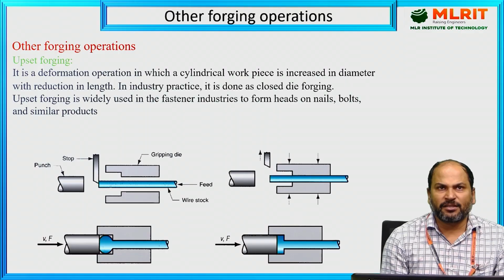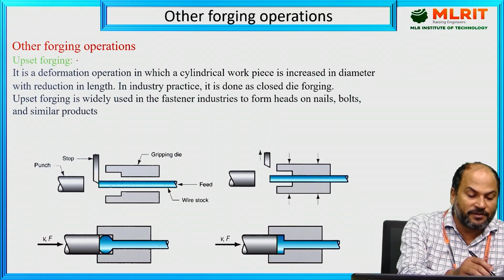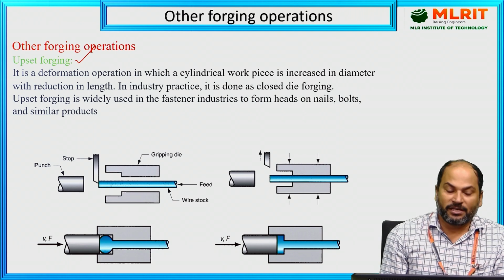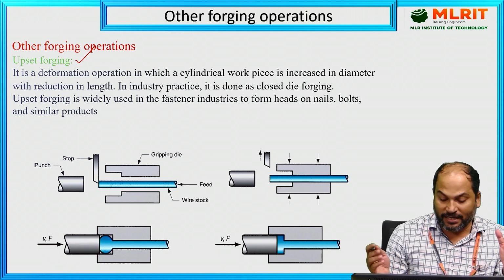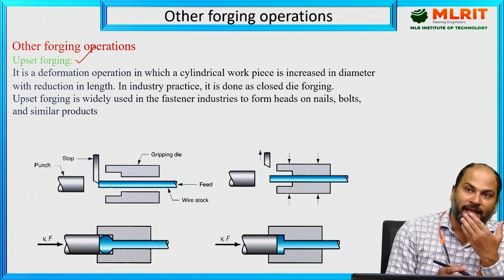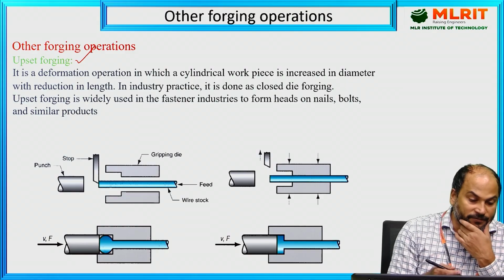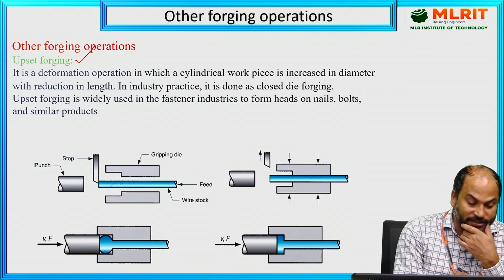And next is other forging processes like offset forging. We have already seen what the meaning of this is. Whenever we are increasing the cross sectional area and reducing the length of a specimen, this is also known as offset forging. So through a diagram we'll see this stepwise.